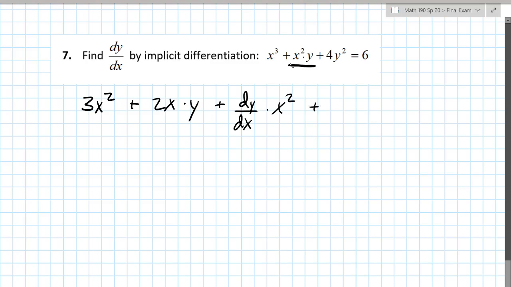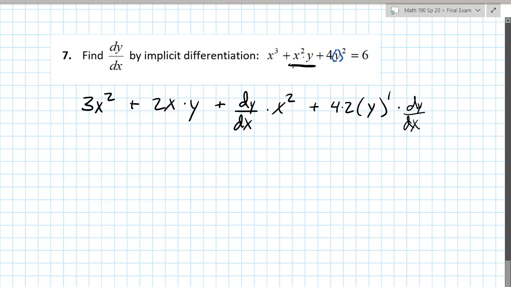Plus, now we've got the derivative of 4y squared. What I like to do is put some parentheses here to remind myself that this is a chain rule problem. So something raised to the second power, the derivative of that is 2 times something to the first power. The inside function stays inside, and then we take the derivative of the inside. The derivative of y is dy/dx.